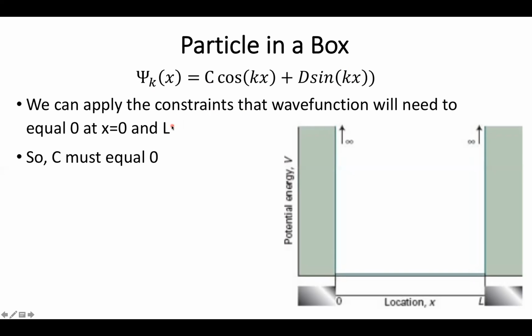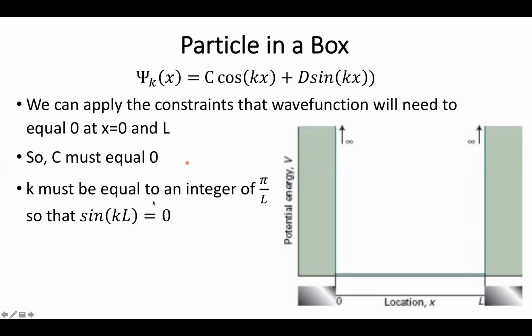So this is where L comes in. Because if x is equal to L, I need something where sine of kL will equal 0. Well, the only way that sine of kL equals 0 is if k is some integer times pi over L. Because if it's, say, pi over L, then that would reduce the sine to just sine of pi. That's equal to 0. Sine of 2 pi is equal to 0, 3 pi, 4 pi, 5 pi. So as long as k is some integer times pi over L, we're good.